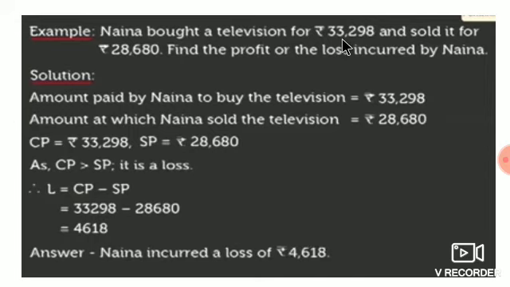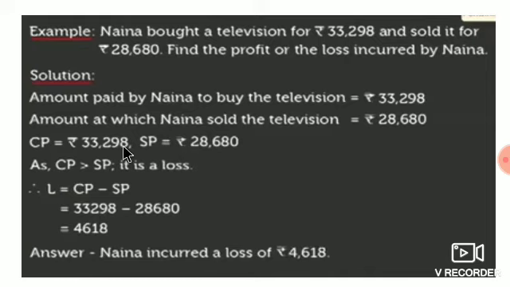Naina bought a television for 33,298 rupees and sold it for 28,680 rupees. Find the profit or loss incurred by Naina. Here, the amount paid by Naina to buy the television is 33,298. Therefore, it is the cost price. CP is equal to 33,298 because Naina spent this amount. And the amount at which Naina sold the television is 28,680. So this is the selling price, SP.